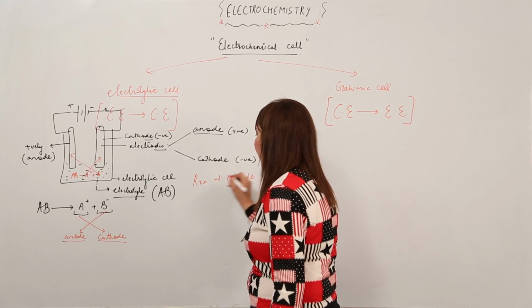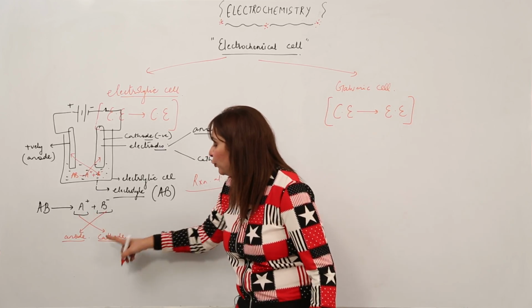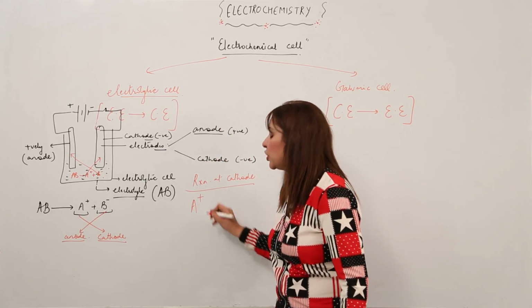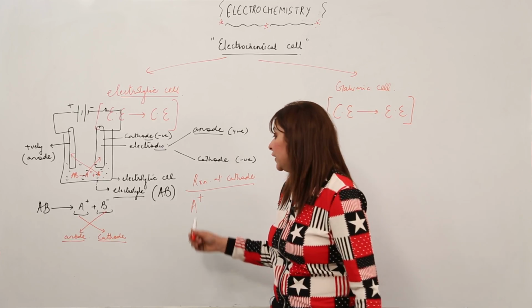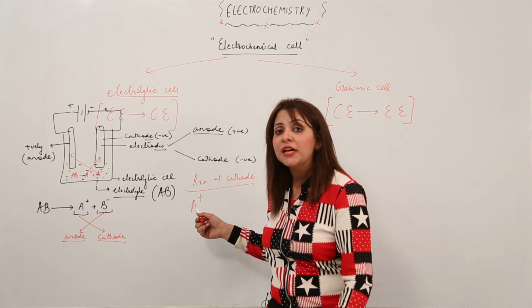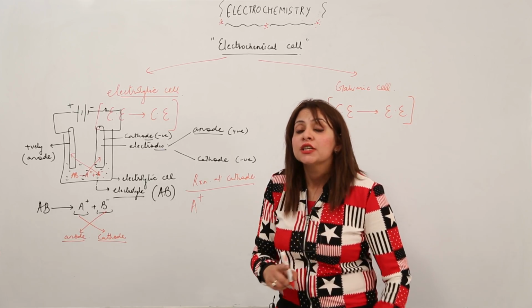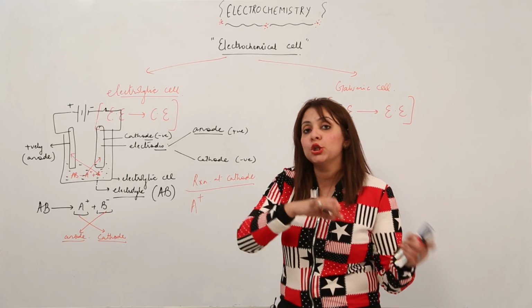So what kind of reaction occurs at the cathode? When this A positive, as you can see, moves to the cathode, that means this is a positively charged ion, that means it has lost its electron. And how many electrons? It is equal to the number of charge it possesses. So as you can see, there is only one positive charge, that means it has lost one electron. So here it will just gain its electron back which it has lost earlier.